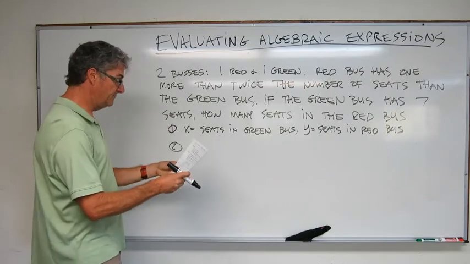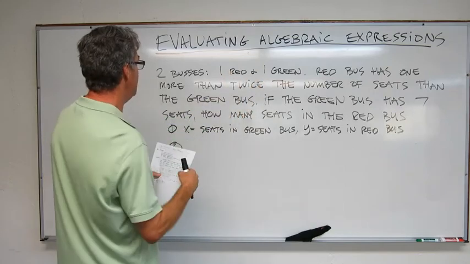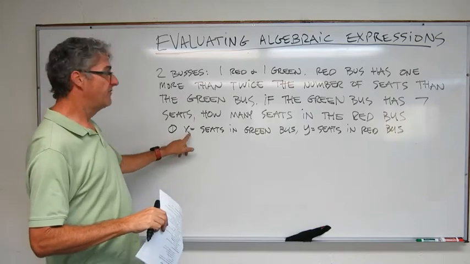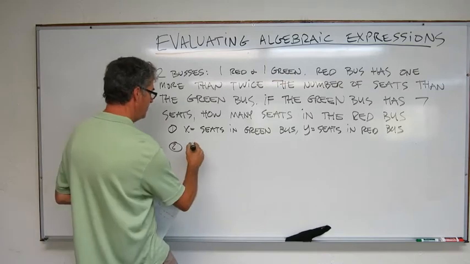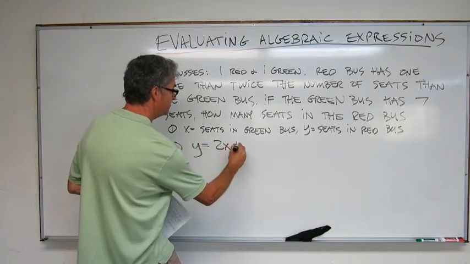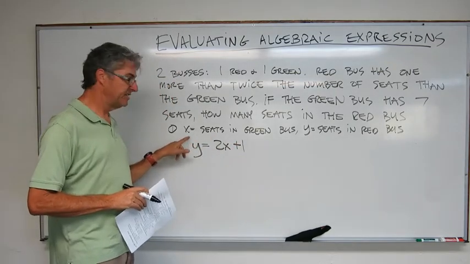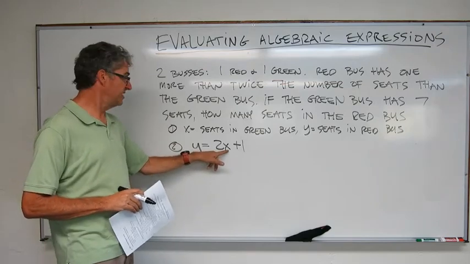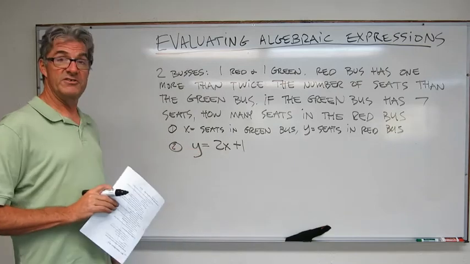Okay, let's see how you did. This says the red bus has one more than twice the number of seats in the green bus. So if X is the number of seats in the green bus, then the red bus seats are going to be twice plus 1. So if the green bus has X seats, then the red bus, which is Y, is going to have 2 times X, the number of seats in the green bus, plus 1 more. Okay? So that's our equation.